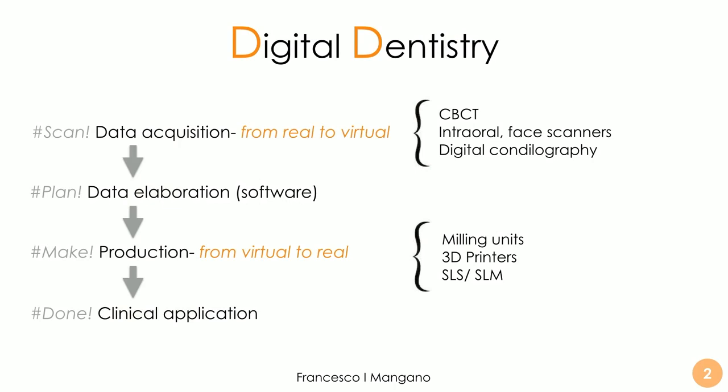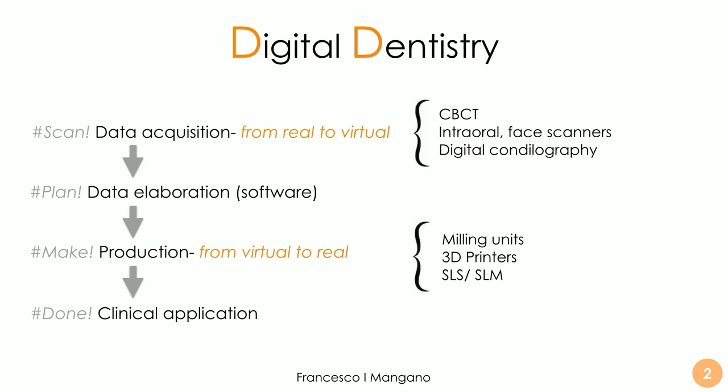Let's talk a little bit about digital dentistry. Let's introduce it. We have a scan phase with the data acquisition from real to virtual. During this phase we collect information about bone with cone beam computed tomography, about the soft tissues and the teeth with the intraoral scanner, about the face with the face scanner, and we can also capture the motion of the mandible with digital condylography, a machine like Mojo, for example. We have talked about it in a previous video.